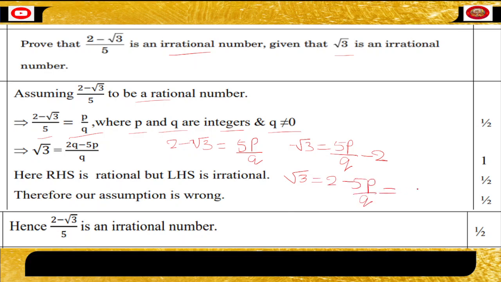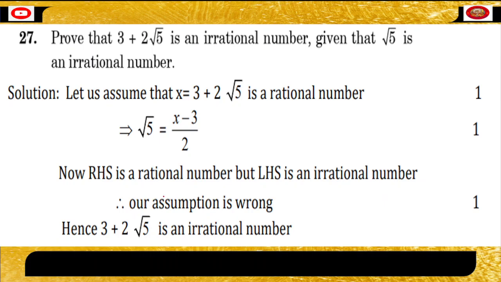On the right side, q is the LCM: 2 into q, 2q minus 5p. So root 3 is equal to 2q minus 5p divided by q. Here the RHS is a rational number, but the LHS is an irrational number. Therefore, our assumption is wrong. Hence, 2 minus root 3 divided by 5 is an irrational number. Understand, students? The next question.